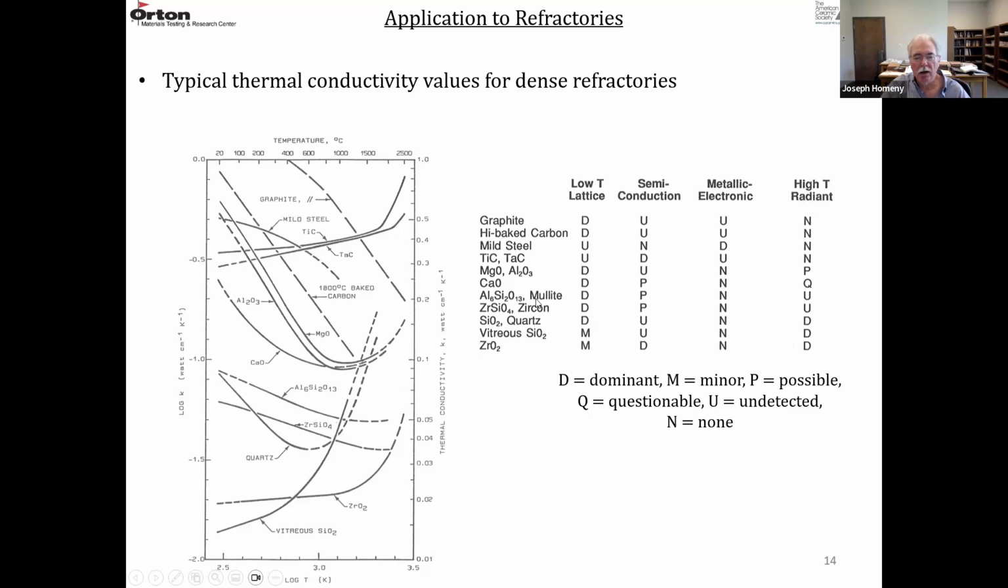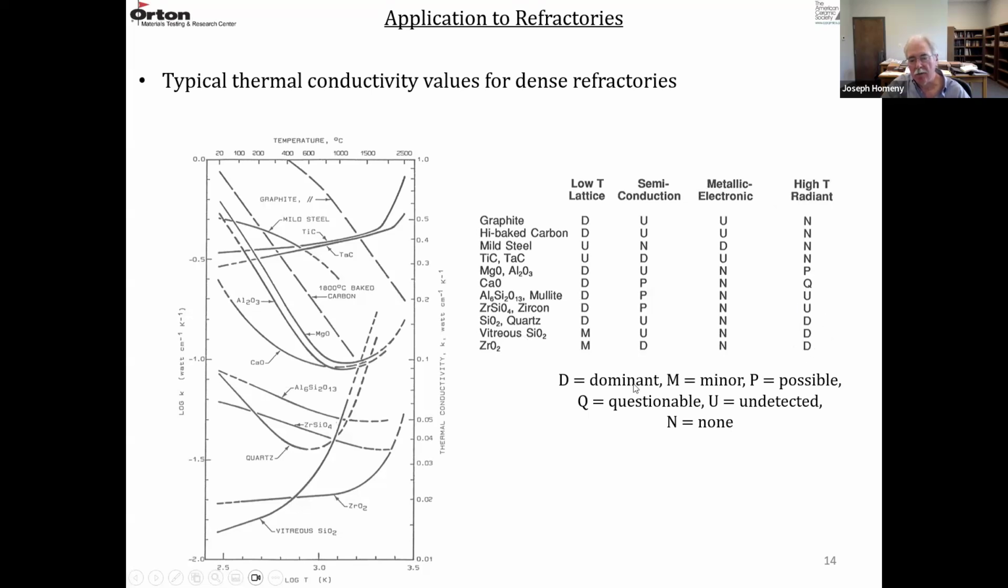CaO and mullite, it's possible. And in materials like titanium carbide or tantalum carbide, they're semiconductors. It tends to dominate. ZrO2 can also be a semiconductor. And then for metallic conduction, the steel, electronic conduction dominates. And then at high temperatures where photon conduction can take place, these materials that are more transparent, that mechanism dominates.